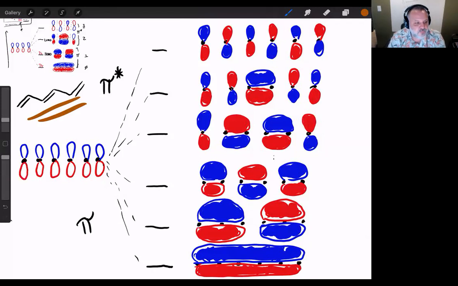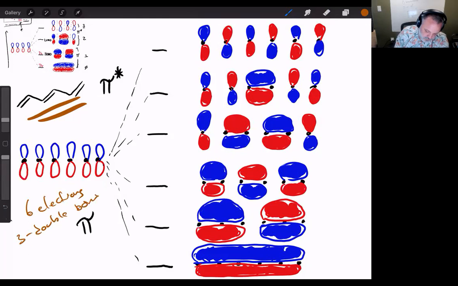The top 6, I'm not sure what that means. Just 2 dots in the middle. You mean these 2 dots right here? Got those taken care of. So if I have 6 electrons to put into the system from the 3 double bonds, then I put them in order from lowest energy to highest energy. So that makes this one the HOMO and this one the LUMO.